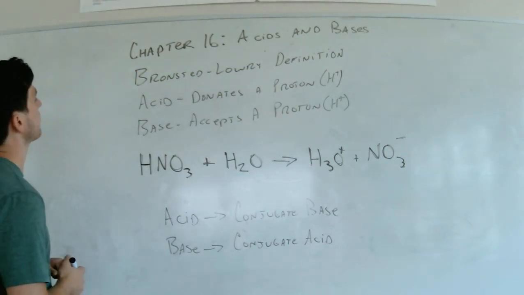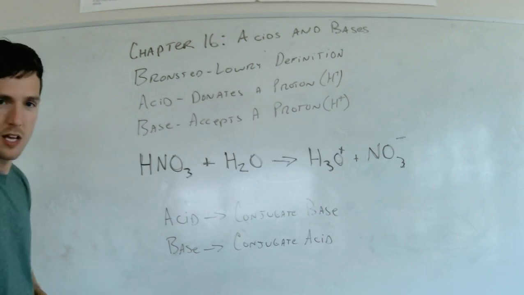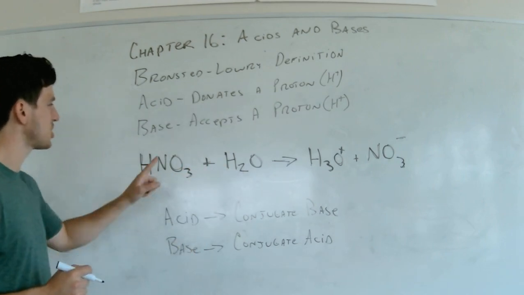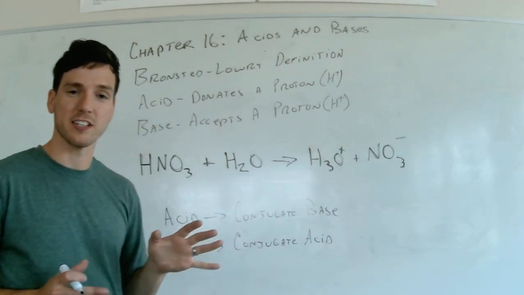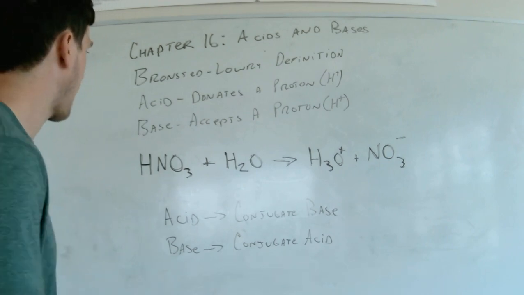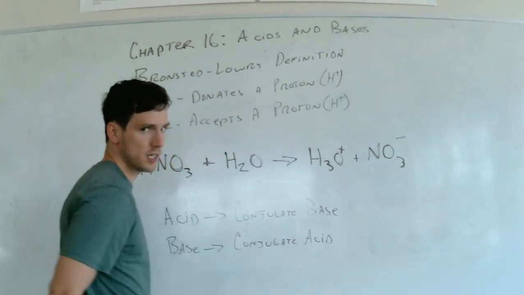So we're looking at this, and remember, acid and base are going to be over here. And the acid donates a proton. So what I'm going to do is look over here for which compound, when it became a product, lost an H plus. Okay, so I'm looking at HNO3, and it looks like it became NO3 minus.